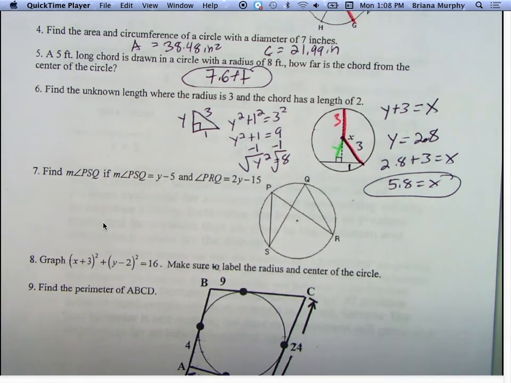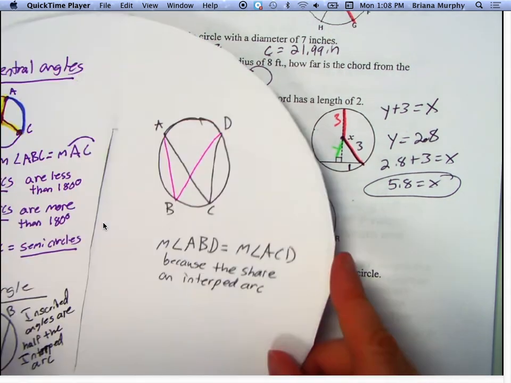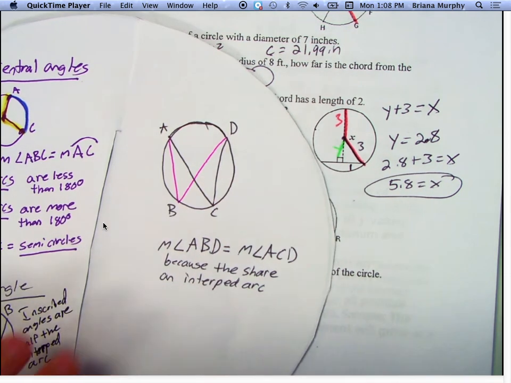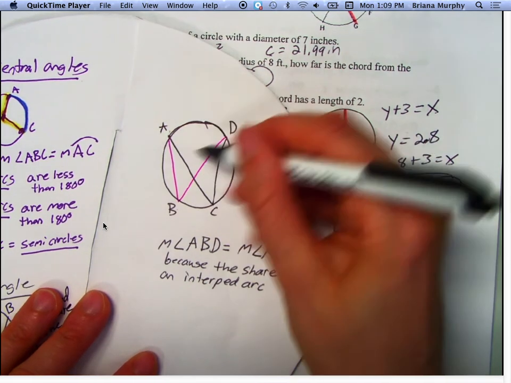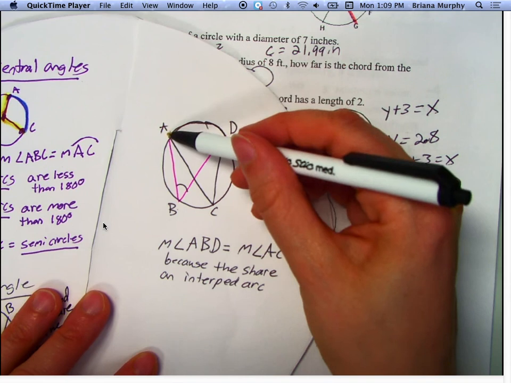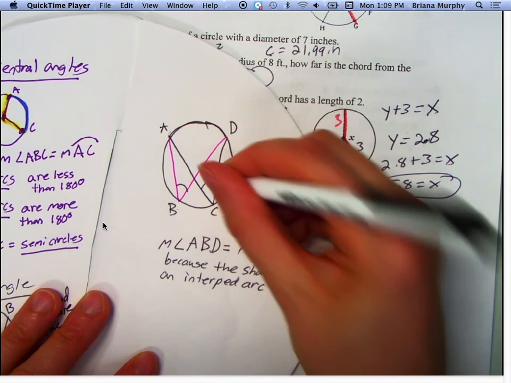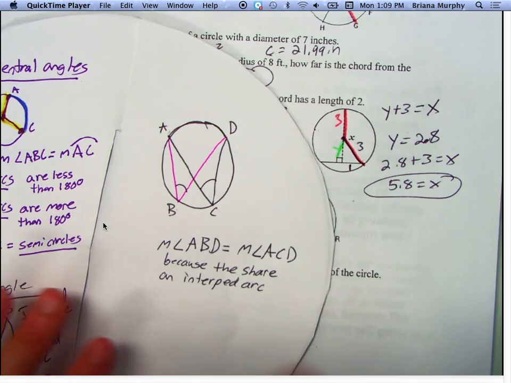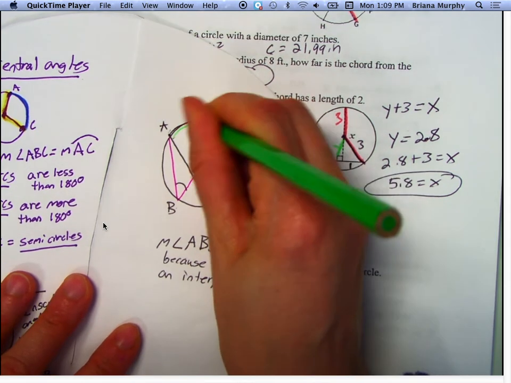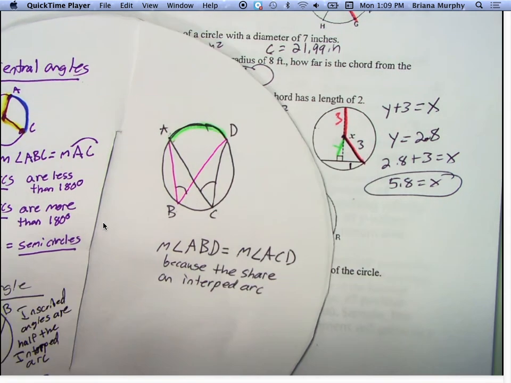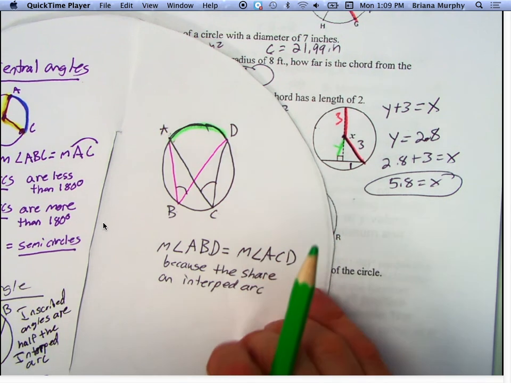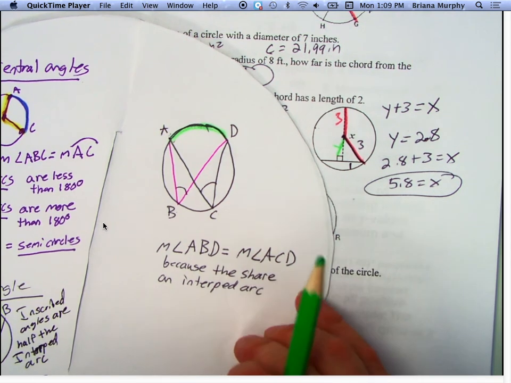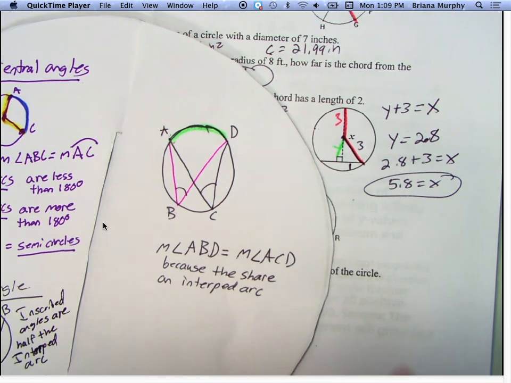So I think you guys wrote this down on Friday. If we have angle ABD and angle ACD, they are equal to each other if they have an arc in common. So if you see this green arc right here, if that's in common, those two are equal. And you were supposed to write this in your circle book on Friday. So make sure you've got this. If you don't, let's pause and make sure we write it down. So you should have this in your circle book.